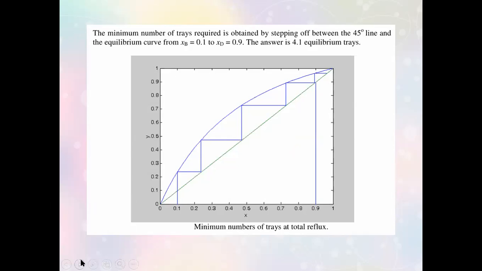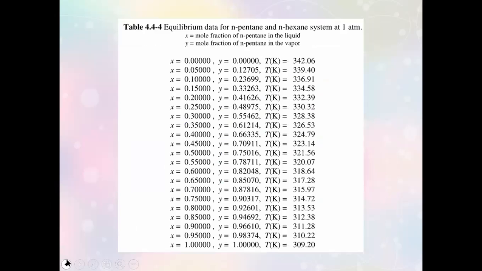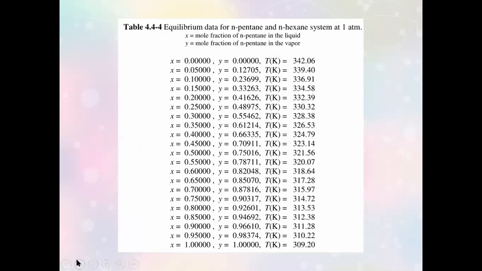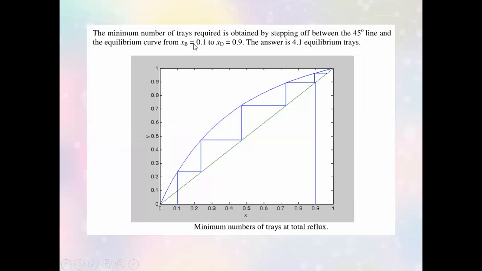This is the one that I mentioned to you a while ago. If you do it graphically, the answer will be from the equilibrium trace. And by the way, the XB that is written here, which is 0.1, let me check. You could see that the bottoms from the reboiler is 98 mole percent hexane. So I need to have this edited. This should be 0.02. Your bottoms liquid is 0.02.